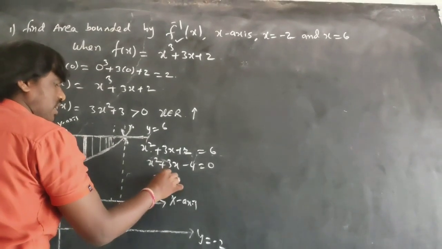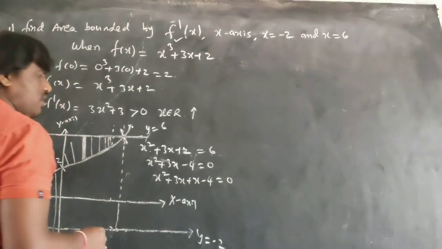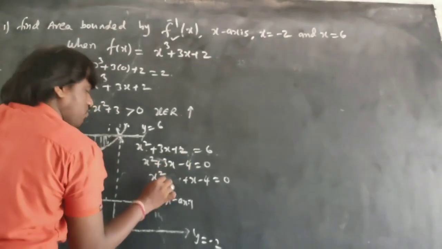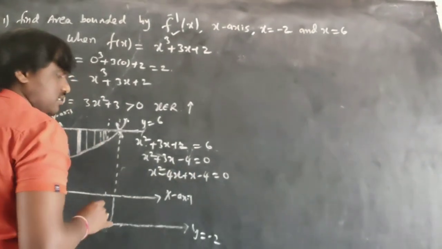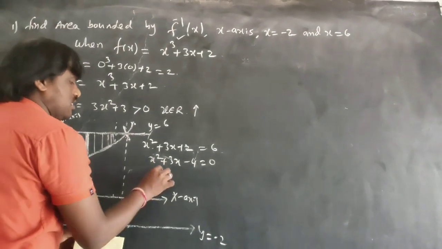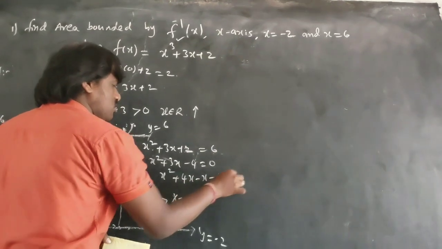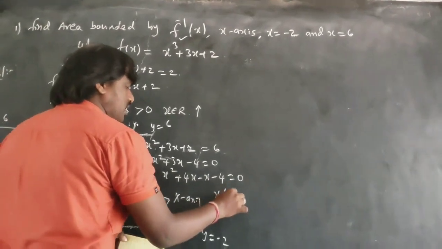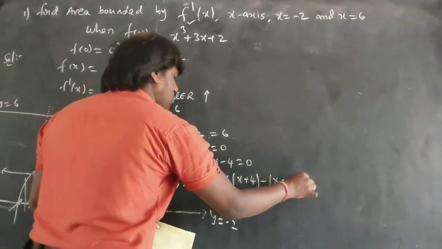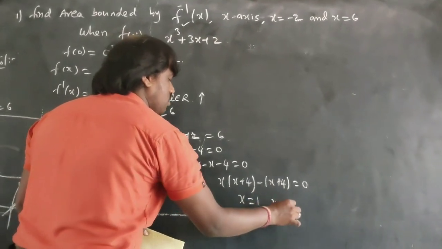So x square plus 3x plus 2 minus 6 is x square plus 3x minus 4 equal to 0. Okay, minus 4. Do one thing here. This is minus 4. So x square plus 3x minus 4 equal to 0. Splitting method: take out common x, x plus 4, and you can take common minus 1, x plus 4 is equal to 0. It means I am getting x is equal to 1, x is equal to minus 4.